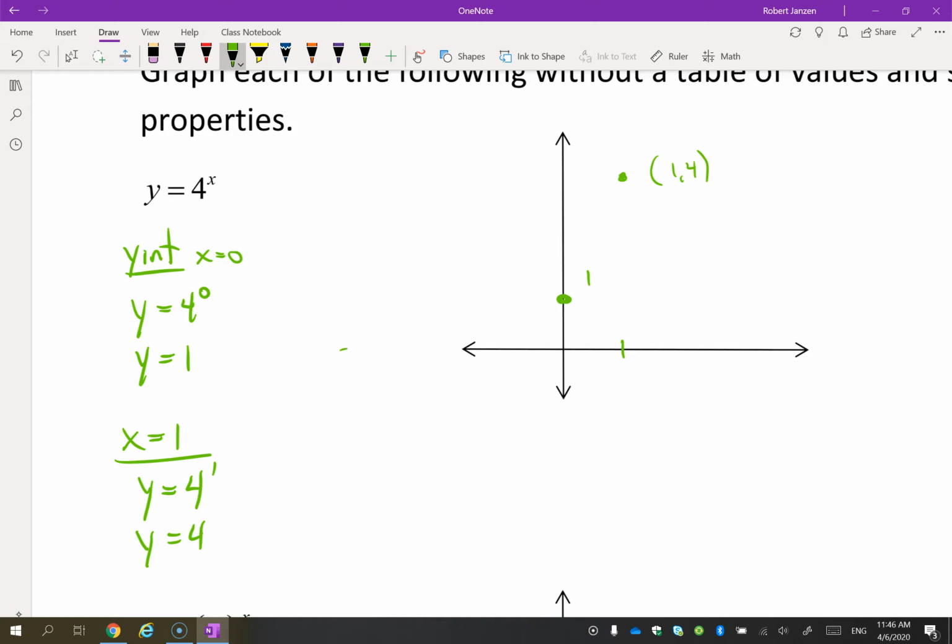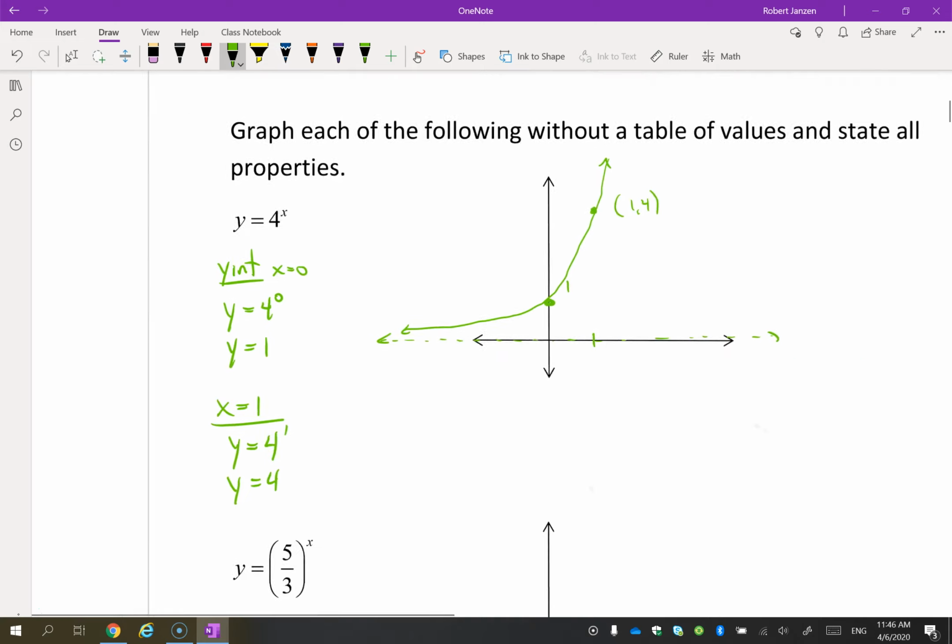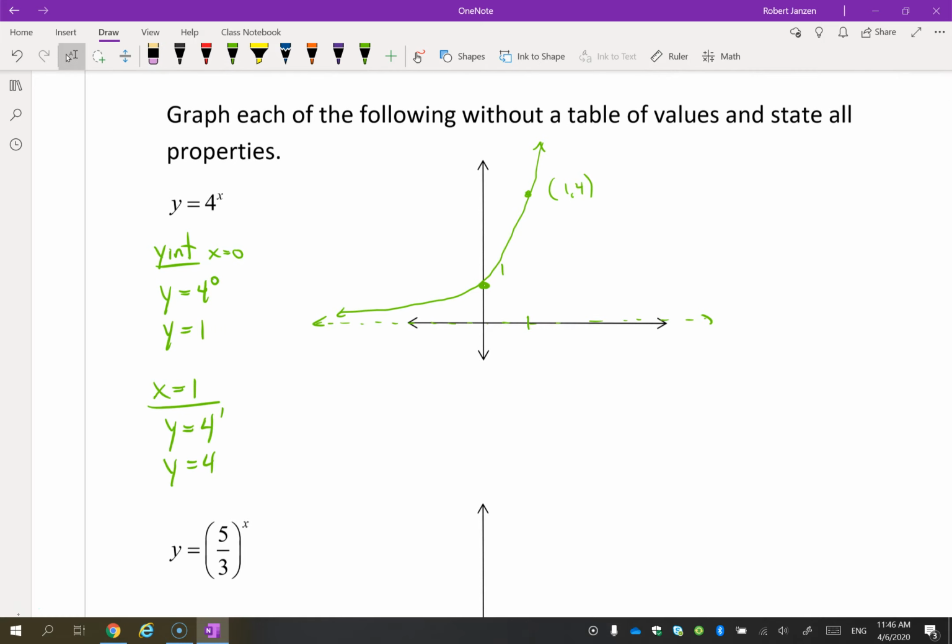And knowing that we have a horizontal asymptote, again, why do I have a horizontal asymptote? Because there's nothing I can put in here for x that would ever make it a negative number. Okay, so we'll have a graph that looks like that. And that's all you need to know for an exponential graph, just 2 points like that. Okay, it says state all the properties. Well, the asymptote's y equals 0. You know what the x-intercept is, there's none. The y-intercept is 1. Domain and range haven't changed.